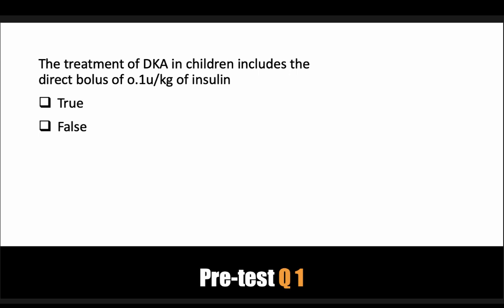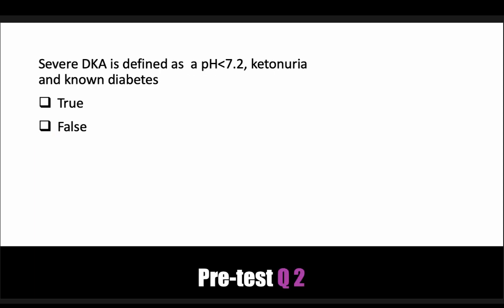To wrap up, we'll go back to our questions. The treatment of DKA in children does not include an insulin bolus. Expect a slow return of glucose and our other metabolic parameters, and we use an insulin infusion, not a bolus. The second question is in terms of the definition of severe DKA. Severe DKA would be defined as a pH of less than 7.1 or a bicarb of less than 5. And so this patient actually was moderate, not severe.